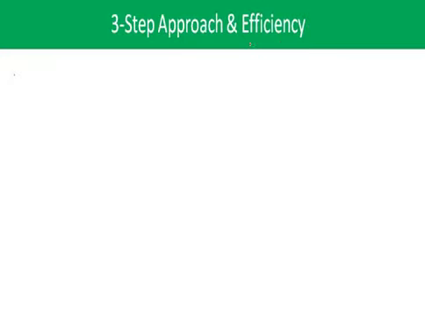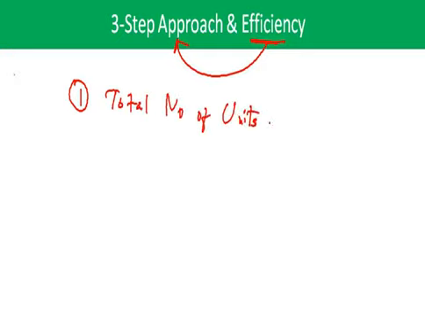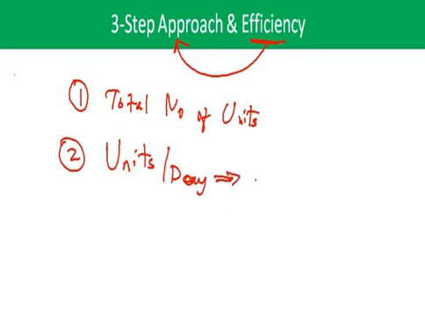Let's now see how we are going to apply the efficiency idea in a three-step approach. What do we do in step 1? We'll be calculating the total number of units, or in other words, we are trying to calculate the total work to be done. What is step 2? We'll be calculating the units completed in a single day, or we can also call it the work done by an individual in a single day, right? This is our efficiency. The work completed by a person, or the number of units completed by a person in a single day, is efficiency.